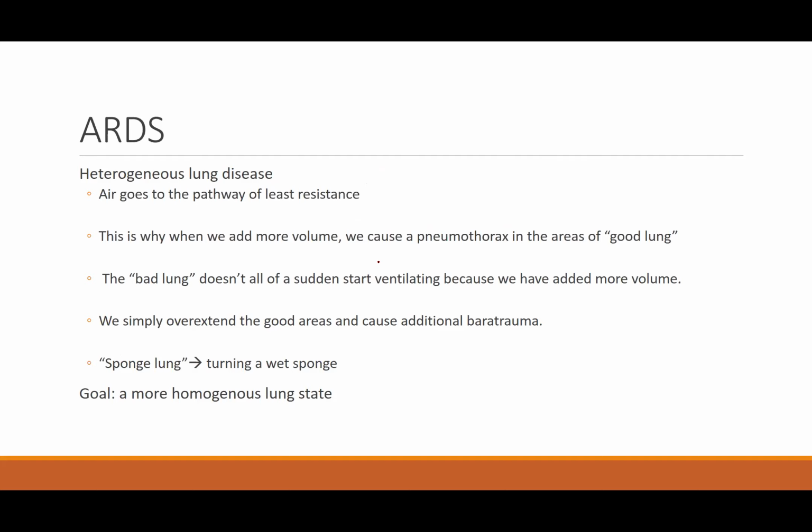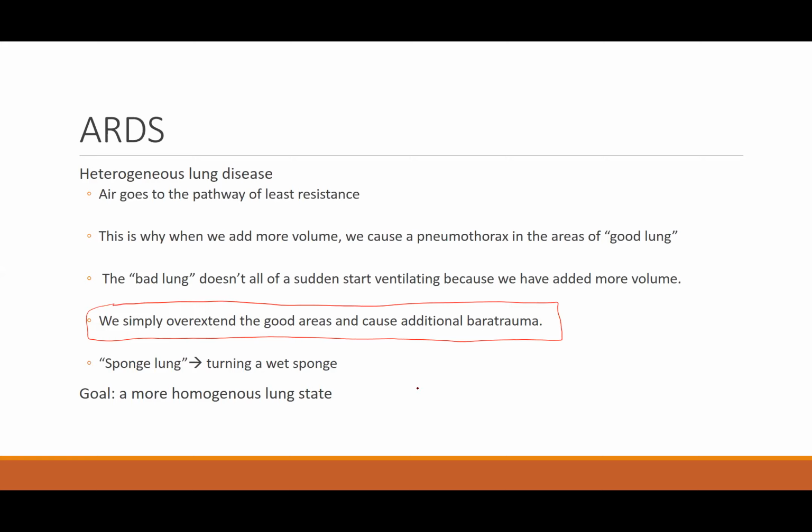Okay, when we add more volume, we can certainly cause injury of areas in the good lung. Of course, that makes sense if we think about that drawing. And the end result really is that we overextend the areas of good lung, and we cause injury to those areas, and we really don't recruit the areas of edematous lung. And our goal is to really create a more homogeneous state.